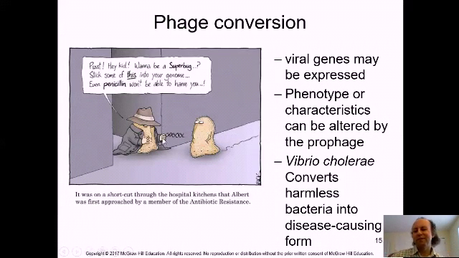So what's the point here? The point is that sometimes the viral genes that got attached to a bacteria are not going to kill them at the moment. They are going to make them more powerful. So the viral genes may be expressed after the bacteria has acquired these genes. So the phenotype, the characteristics, can be altered by the prophage. This is the prophage. So something may happen to this bacteria.